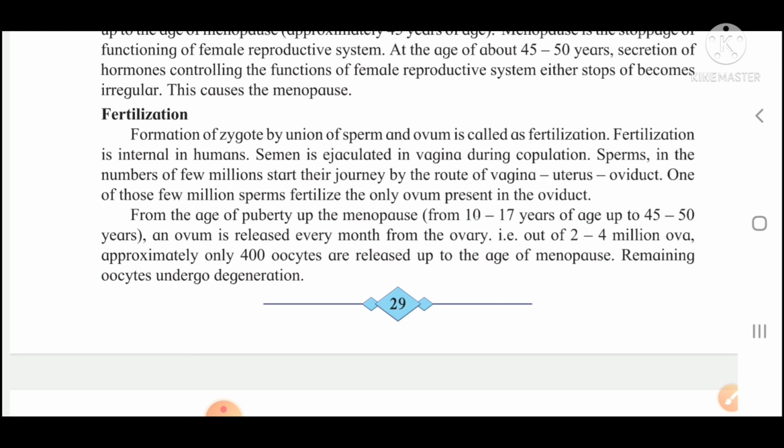So every month an ovum, that is an egg, is released from the ovary. Approximately 2 to 4 million ova, but only 400 oocytes are released up to the age of menopause. Remaining oocytes undergo degeneration. देखिए 2 से 4 मिलियन एग्स, ओके, बट ओनली 400 oocytes आर फॉर्म, ठीक है, और बाकी जो रिमेनिंग बचते हैं वो सब डीजनरेट हो जाते हैं.